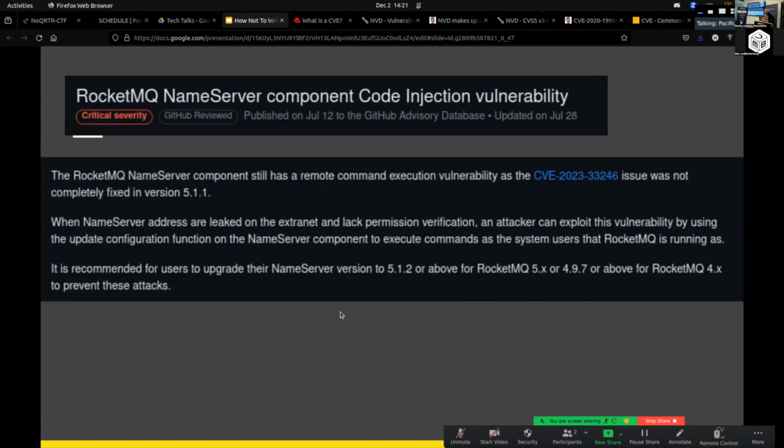Okay, I'm good on time. So this one's okay. This one isn't so bad. I'll just read it out again. "When name server addresses are leaked on the extranet and lack permission verification, an attacker can exploit this vulnerability by using the update configuration function on the name server component to execute commands as the system user that RocketMQ is running as."